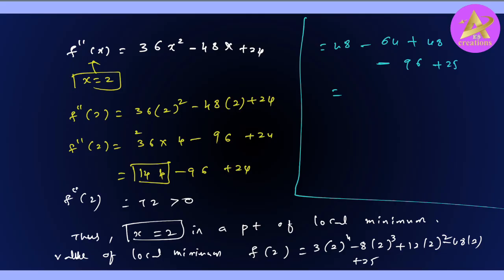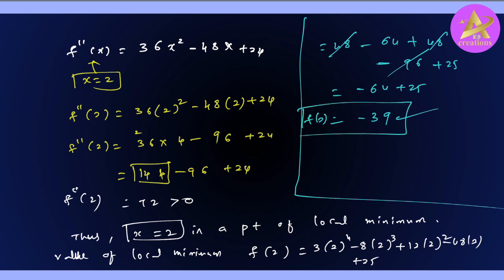Otherwise 48 plus 48 anyway is 96, right? These both cancel, and we get minus 64. What is left here? Minus 64 plus 25, we get minus 39. This point we call the local minimum point. Local minimum, and there is only one point here, so we say that it is simply the minimum also.